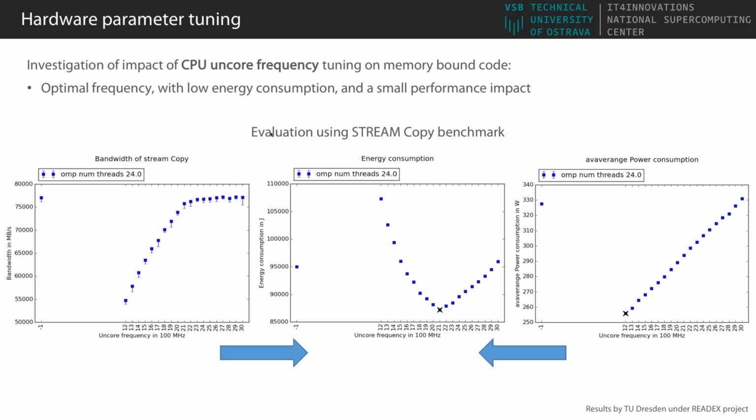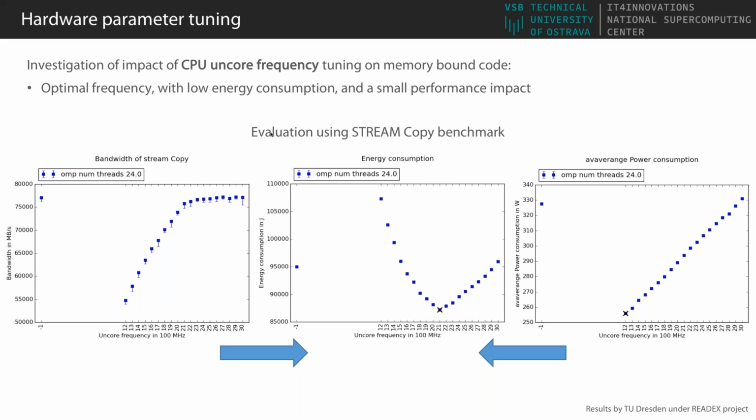So I gave you the main idea of what one can save on complex applications, and now I would like to talk a little bit about how these savings are actually achieved. Let's focus first on tuning of the hardware parameters.